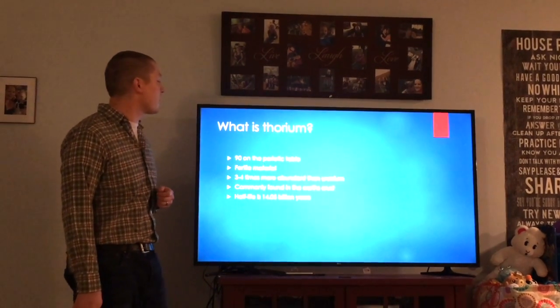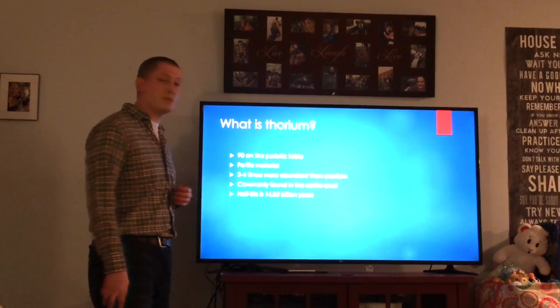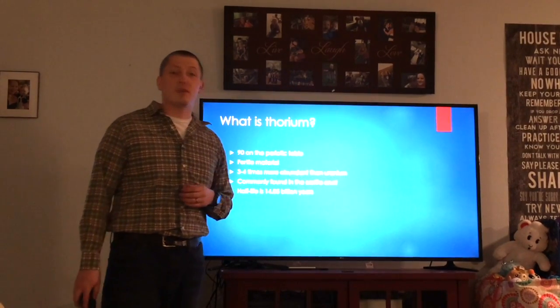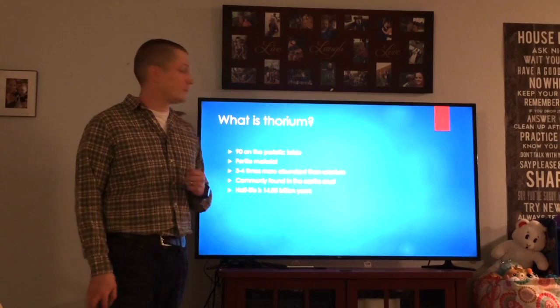It's 3 to 4 times more abundant than uranium. It's common in the Earth's crust. And it has a 14.05 billion year half-life, which is why it's so common.